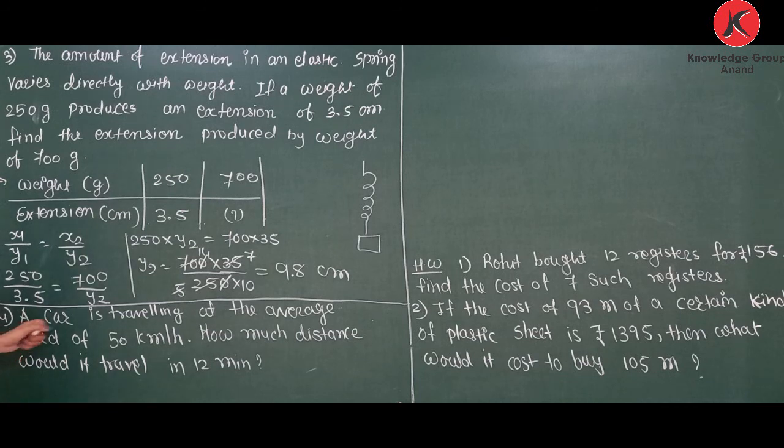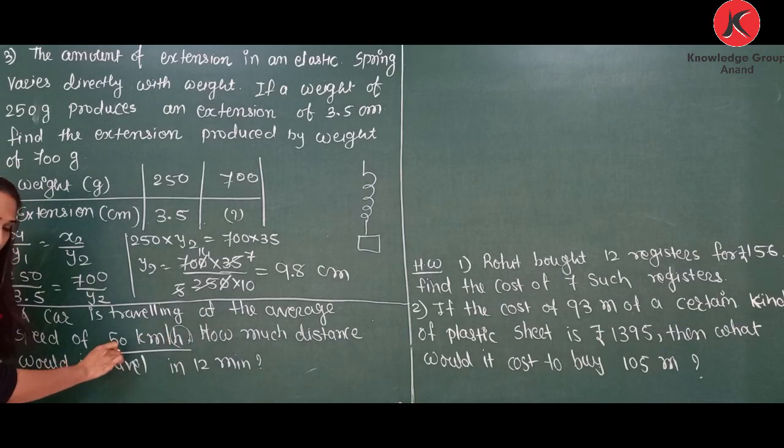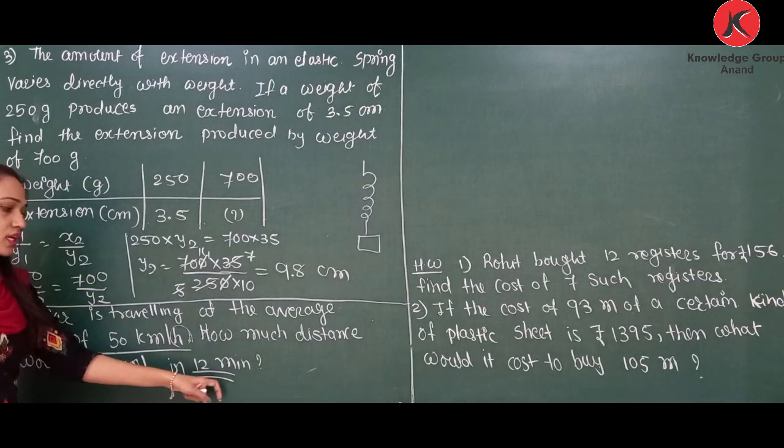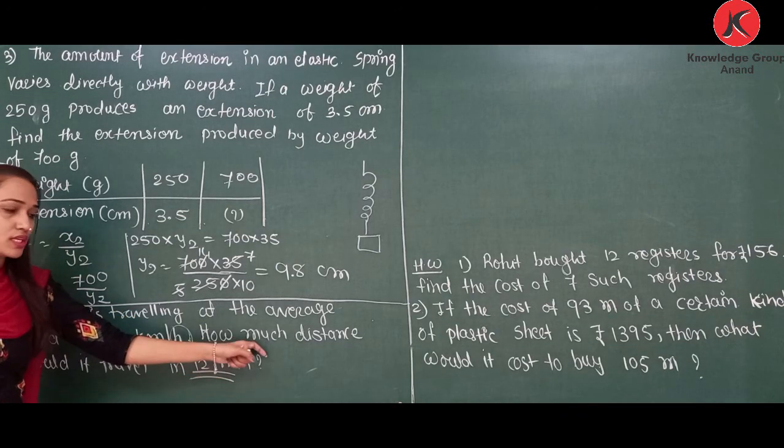Next, a car is traveling at an average speed of 50 km per hour. Speed is 50 km per hour. How much distance would it travel in 12 minutes? In 12 minutes, what would be the distance covered by the car? So here, hour is given. Means in 1 hour 50 km, we need to find for 12 minutes. So convert this hour into minutes. So it means in 60 minutes, 50 km is the distance covered. With the same speed, for 12 minutes, what is the distance?